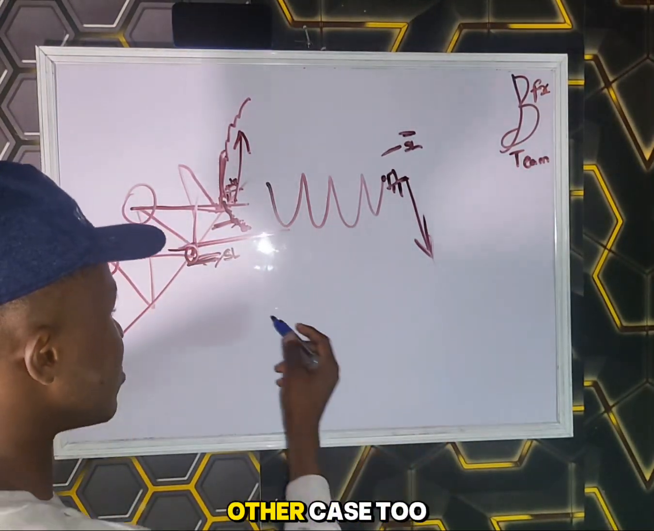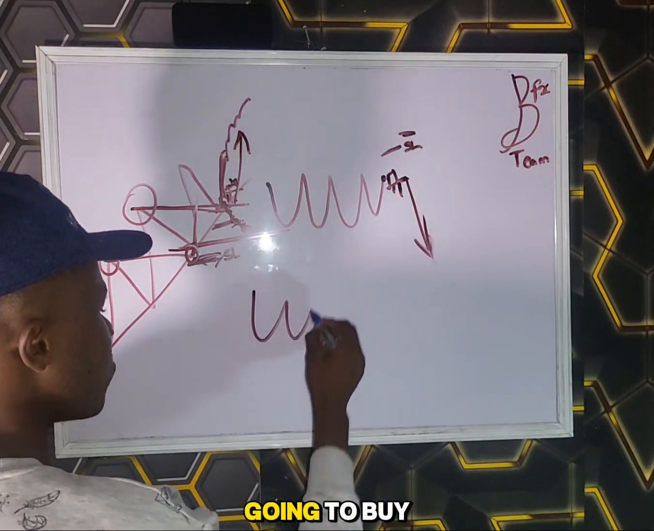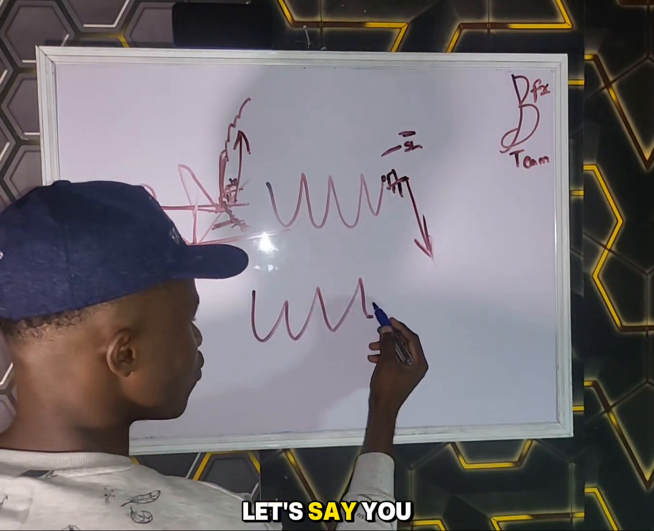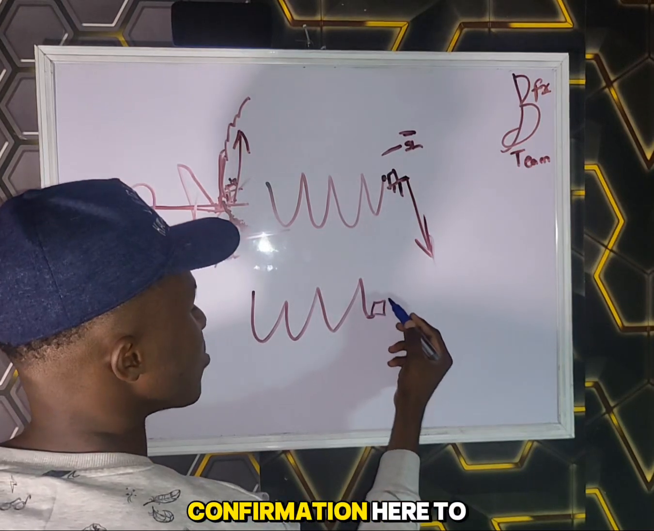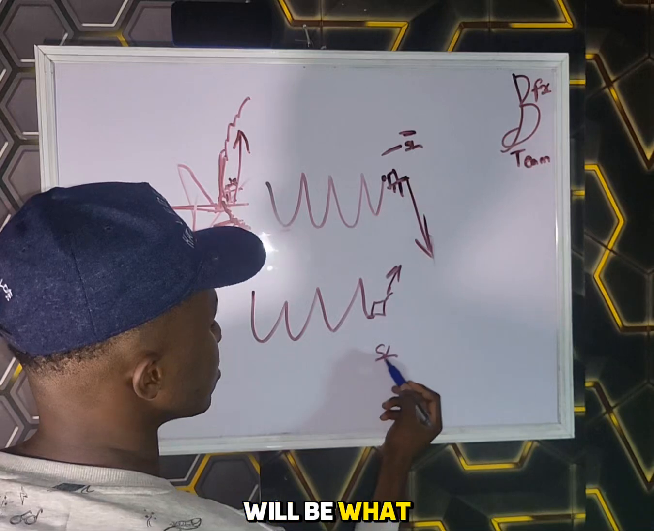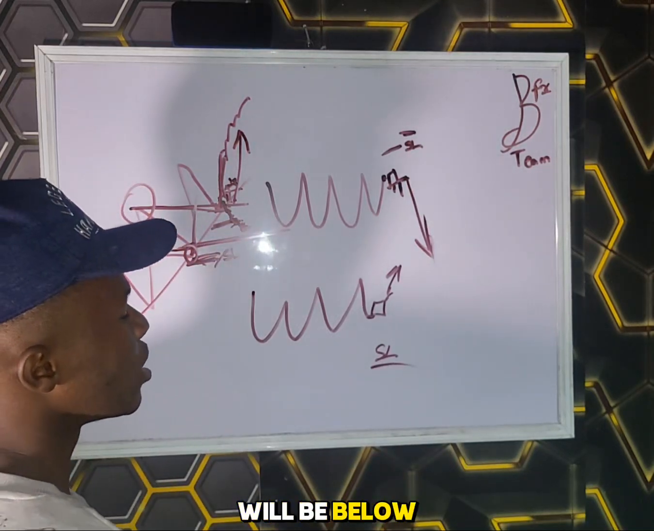And in the other case too, if you are buying, let's say the market is like this, and you saw a bullish candlestick confirmation here to take a buy upward. That means that your stop loss will be what? Your stop loss will be below.